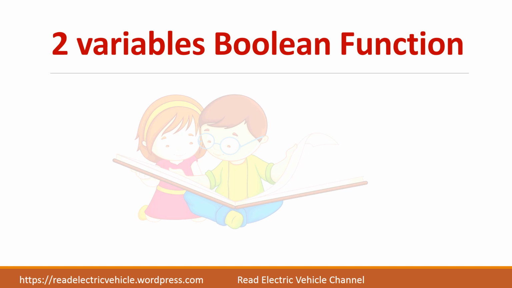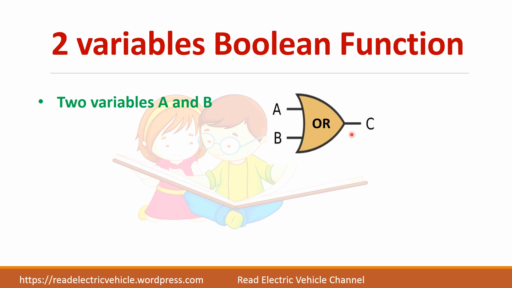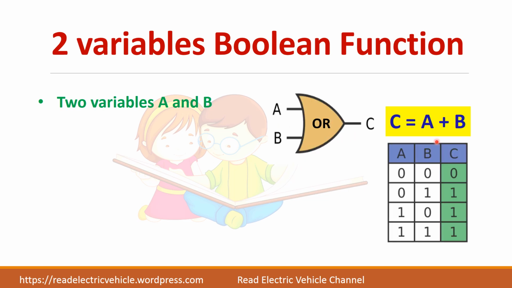Let us take a 2-variable Boolean function. So 2 variables A and B are there. For example, let us take OR gate and its truth table. We can see here A and B are the input variables and C is the output. So that will be given by a truth table. Now you see the combinations of the input. For 2 variables, there are 4 combinations, 0 0, 0 1. That is, A can be 0 and B can be 0 and 1. Then if A is 1, B can be 0 and 1. So 4 combinations are here.